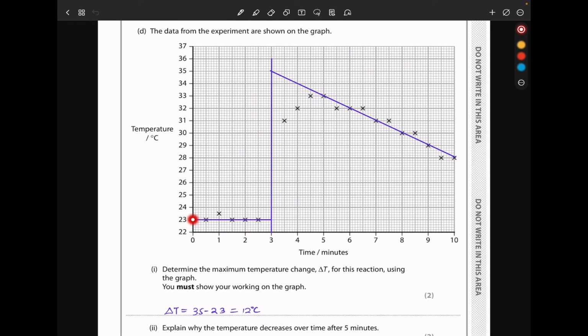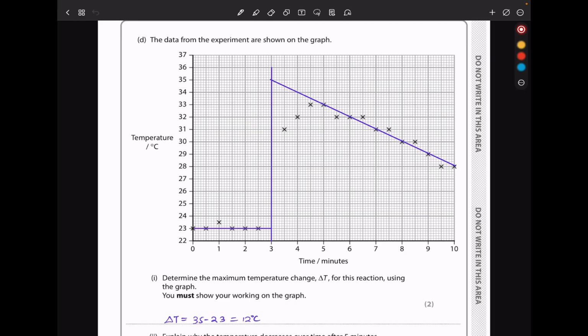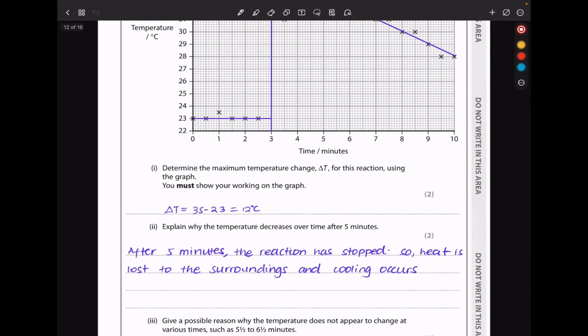So I drew a line through the initial values to give me the initial temperature, and then I'll use the other part to give me the final temperature. And at the time when the reaction started, meaning the 50 centimeters cubed was added at 3 minutes, I drew a vertical line there. On the other side, I drew a line of best fit through the data sets, ignoring these values. So this line and that line met at about 35. So my delta T is going to be 35 minus 23, and so I got 12 degrees Celsius.